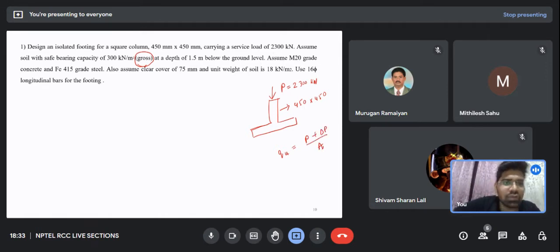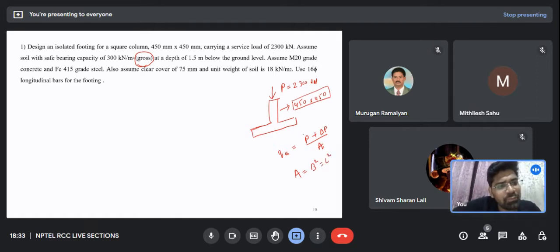Area, do we have area? No, we don't have area, because that is the design which I have to do by finding L into B of this footing. Now since the column which is attached to this footing is a square column, I would prefer to design a footing which is also a square. So it will reduce down to B square or L square, whatever you want to take, because it is a square.